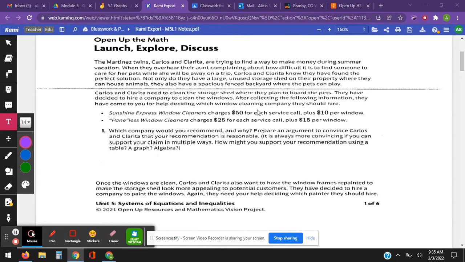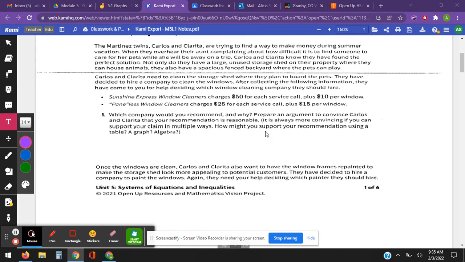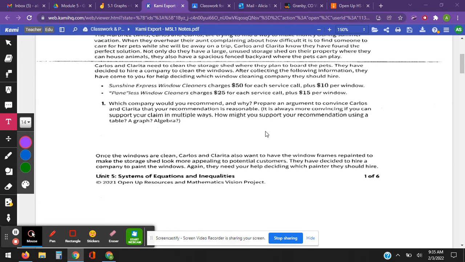They decide they need to clean the storage shed where they plan to board the pets, so they have decided to hire a company to clean the windows. After collecting the following information, they have come to you for help in deciding which window cleaning company they should hire. So we have Sunshine Windows that charge $50 for each service.